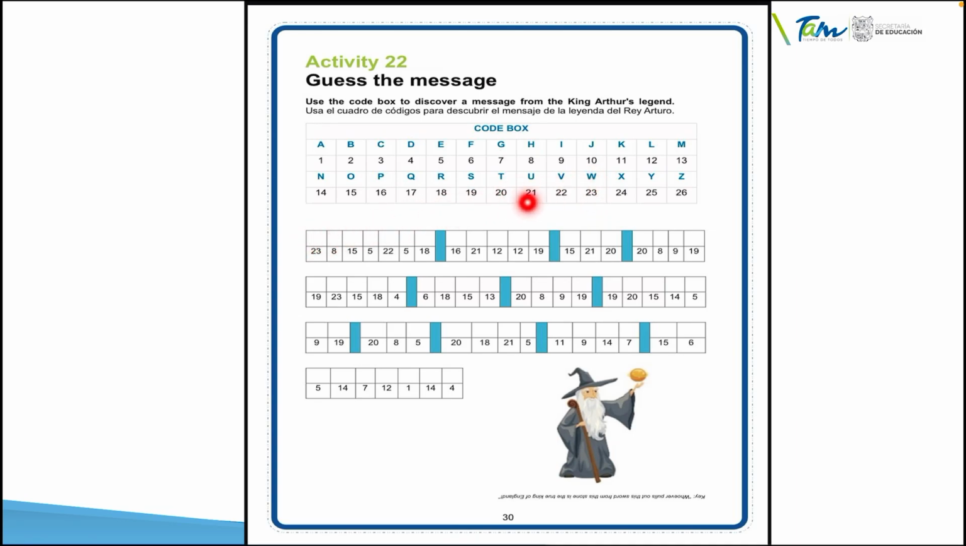23, 23 is W. Okay, so you write the letter W in this part. Number 8, 8 is H. Okay, 15 is O, 22 is V, 5 is E, 18 is R. Okay, however, this is the first word, so you are going to answer the others. Okay, next activity.